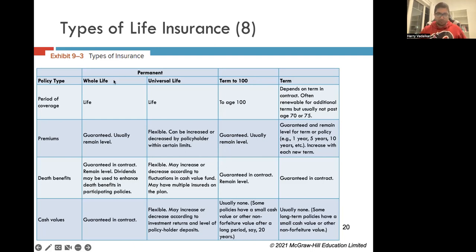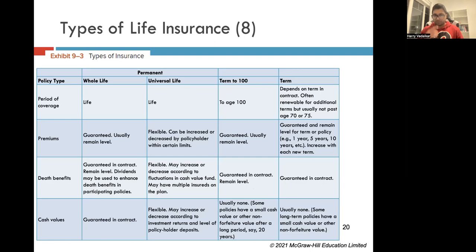Death benefit: in whole life, it is guaranteed in the contract. It remains the same. Dividends may be used to enhance the death benefit in a participating policy. So if your policy has a dividend component to it, then you might get paid extra. Universal life, the death benefits are flexible. They may increase or decrease according to fluctuations in cash value funds. You may have multiple insureds on the plan. Term to 100, the death benefits are guaranteed in the contract, they remain level. Term policies, again, the death benefits are guaranteed in the contract.